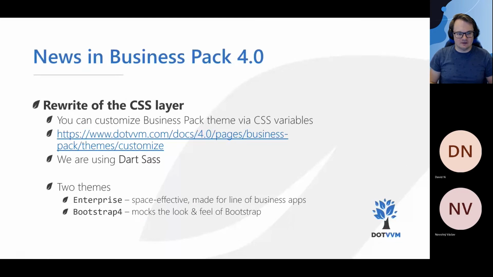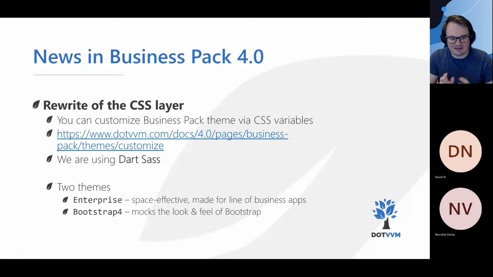The most significant change in the code base of Business Pack was the rewrite of the CSS layer, because when we started writing the first version of Business Pack, which is a long time ago, we started using Less for CSS. The preprocessor for CSS was Less because it was popular at that time. In Business Pack 2.0, we found out that Less is not the preferred way of working with CSS. So we migrated to Sass, and we were using the Node Sass package, which was quite good.